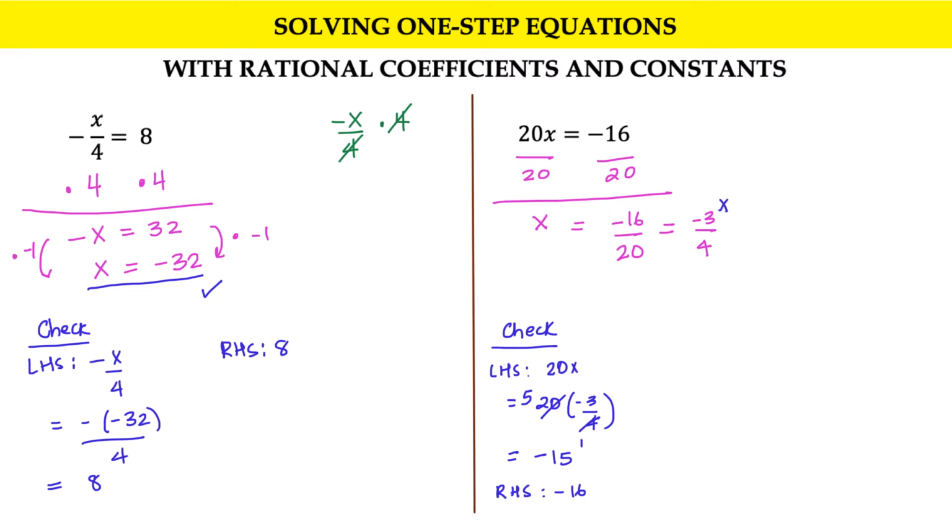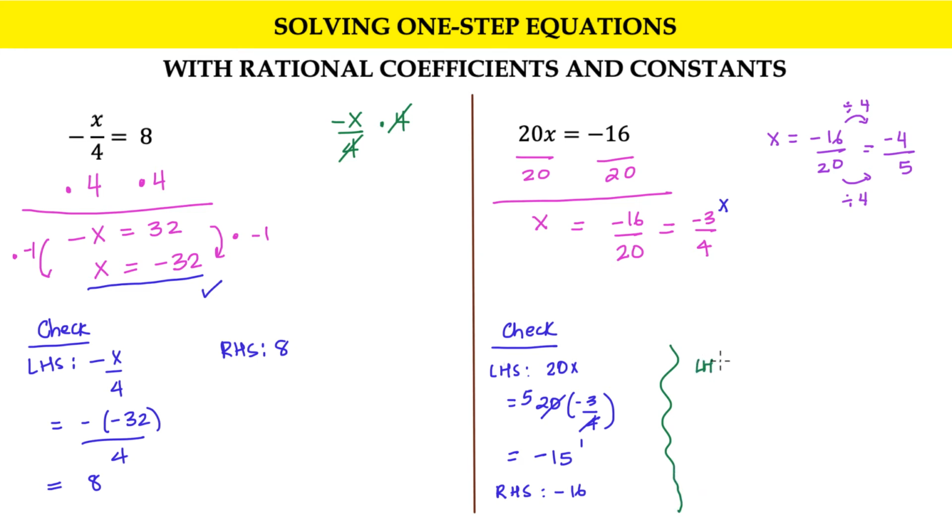Let's go back and check where I must have made a mistake. So yes, we do have to divide both sides by 20, and let's simplify x equals negative 16 over 20. We'll divide both top and bottom by 4. Now I have figured out the mistake. Negative 16 divided by 4 is negative 4, and 20 divided by 4 is 5. So the answer might be negative 4/5. Let's do a separate check and figure it out.